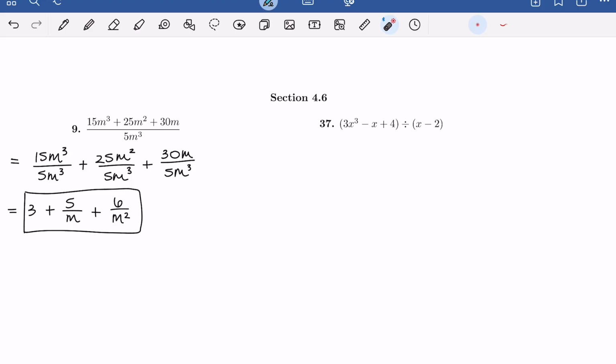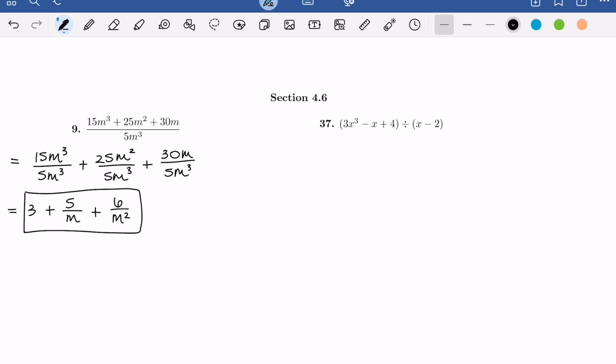Now, the first thing to note here is that this is actually a polynomial with a missing term. We're going from 3x cubed, so we have this cubic term, straight to minus x. So this term here just has a power of 1. We're missing the term that has a power of 2. So what we need to do in this case is include a placeholder when we're doing this polynomial long division. And we'll see why in a moment.